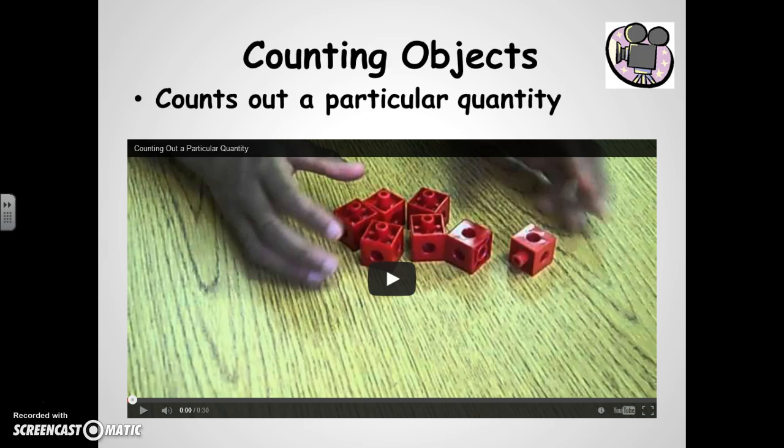We have a video here, and I want you to take a moment and look at the video. This is a video of a student who was asked to count out a particular quantity. As you are watching the video, please pay attention to how the child is counting and tracking and what critical learning phase or phases this student has mastered or not yet mastered.